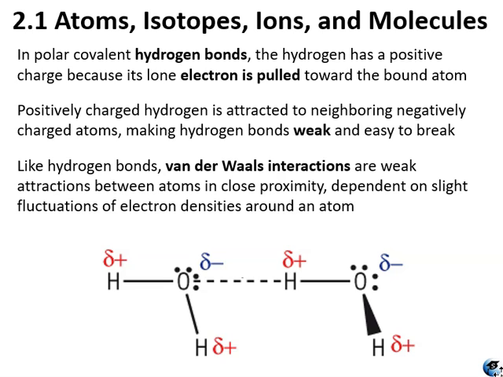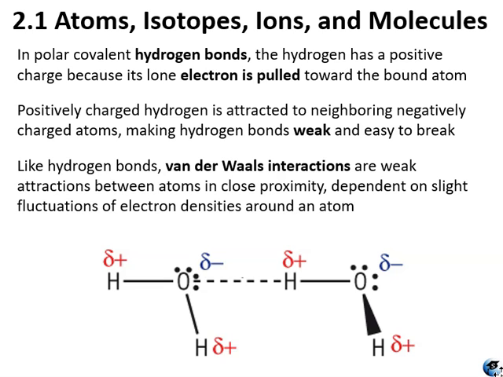In a polar covalent bond containing hydrogen, for example, an OH bond in a water molecule, the hydrogen will have a slight positive charge because the electrons are pulled more strongly towards the oxygen, because the oxygen has more protons in its nucleus. Because of this slight positive charge, the hydrogen will be attracted to any neighboring negative charges. Hydrogen bonds are fairly weak and they're easy to break.